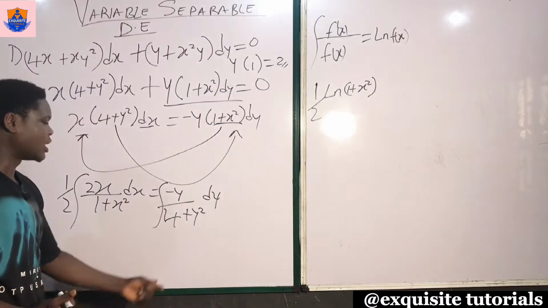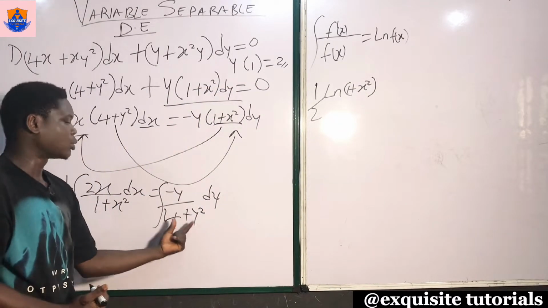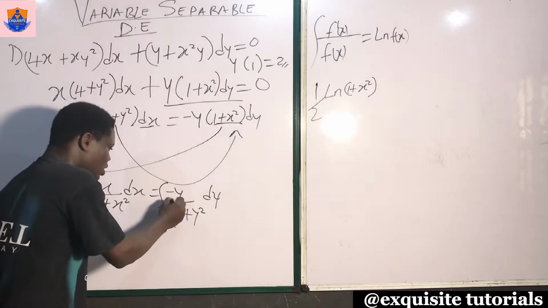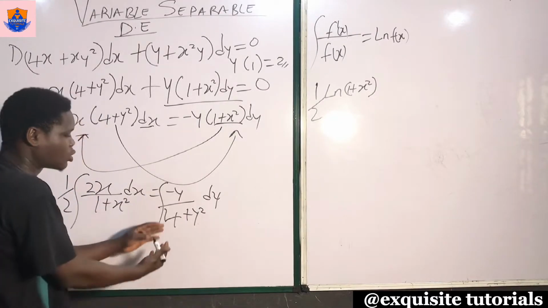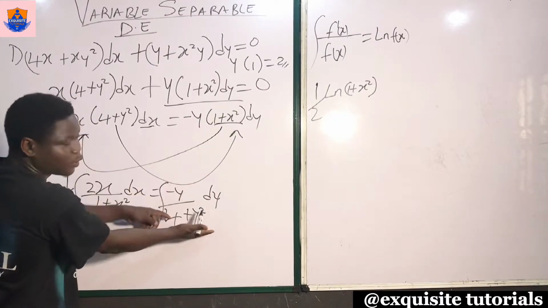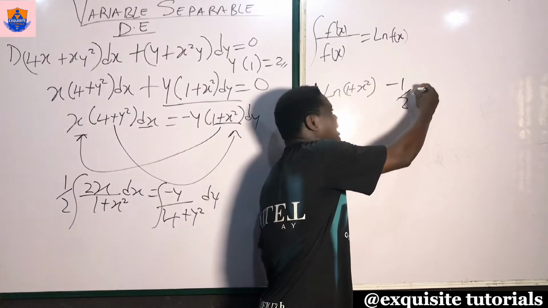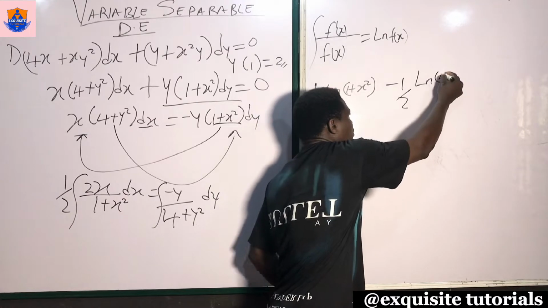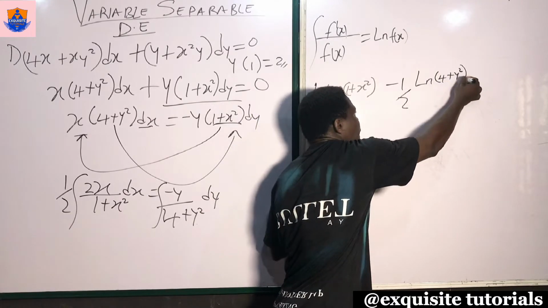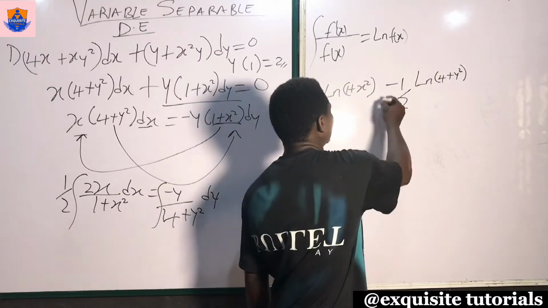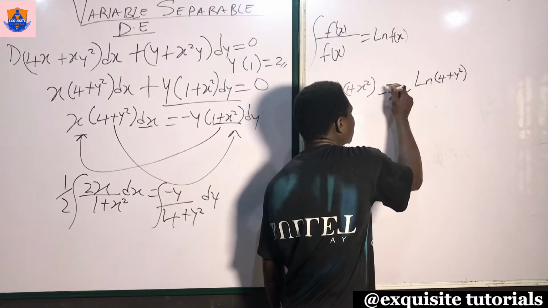Same thing applies here. When I differentiate this denominator, I'm going to get 2y. So I'll have to add 2 here and bring this minus sign out so that it will look like the differential of this function. So I'm going to have minus 1 over 2 ln 4 plus y squared equals this.